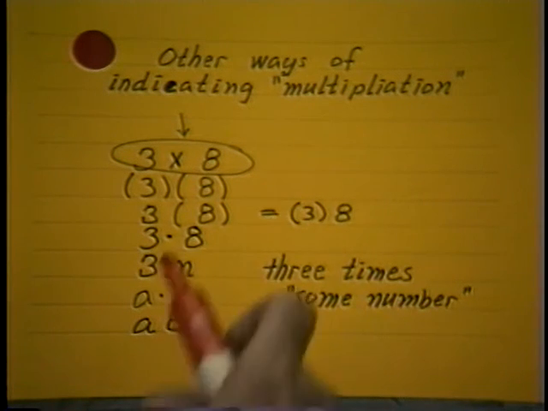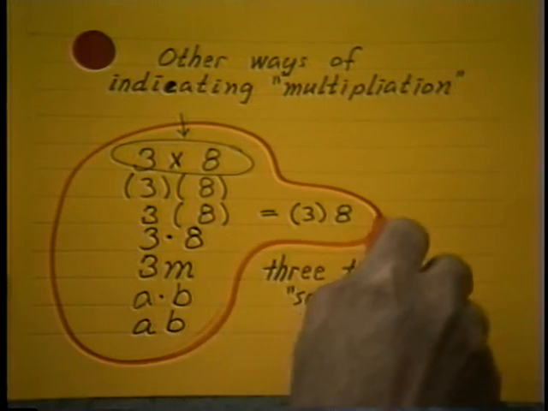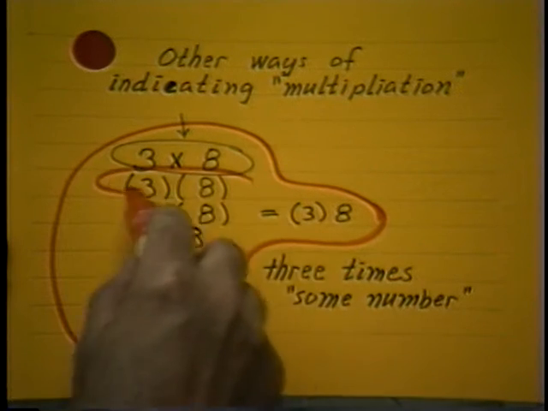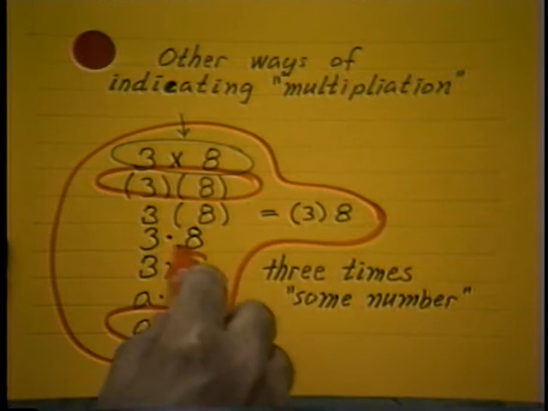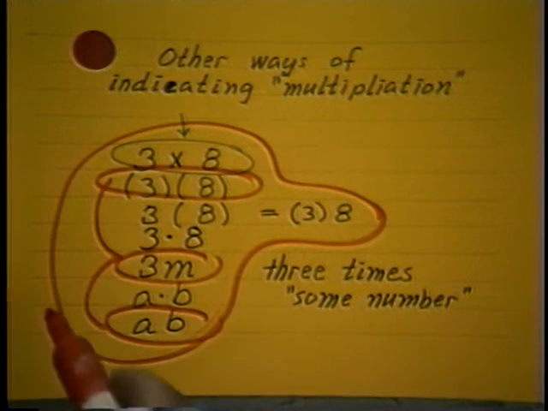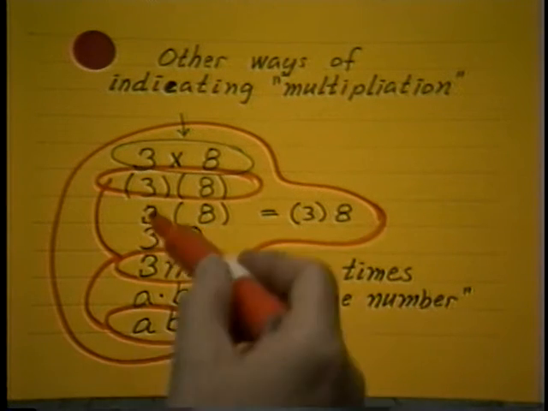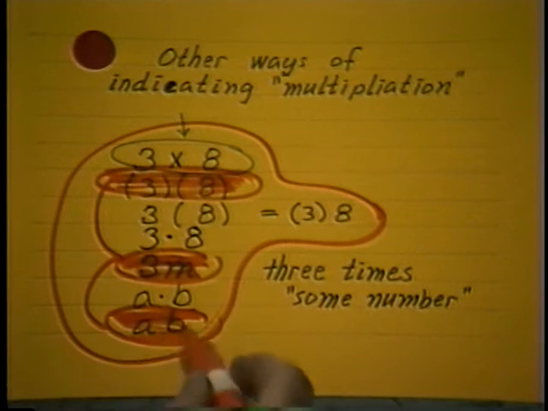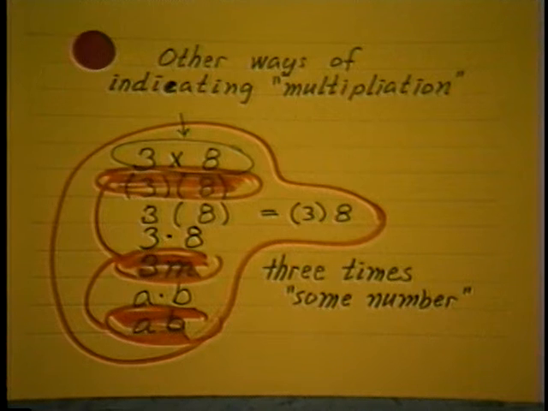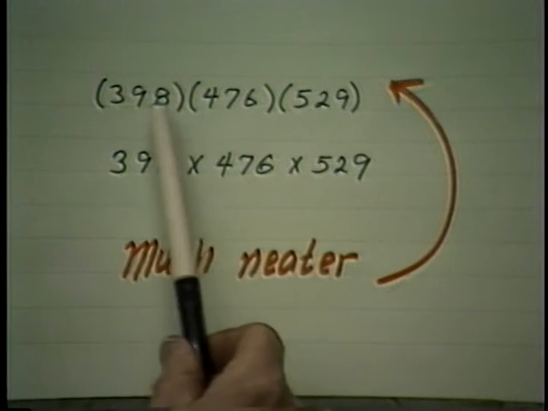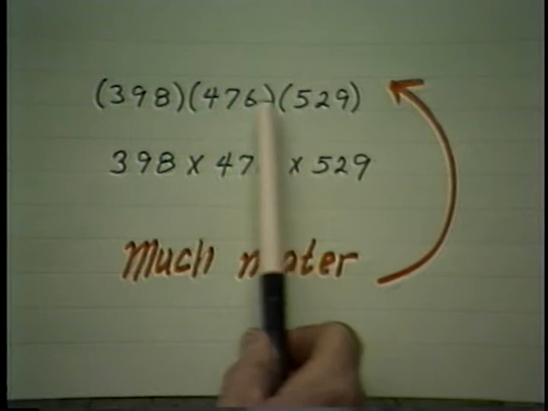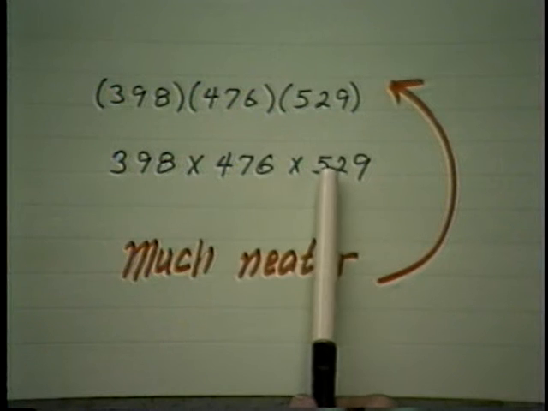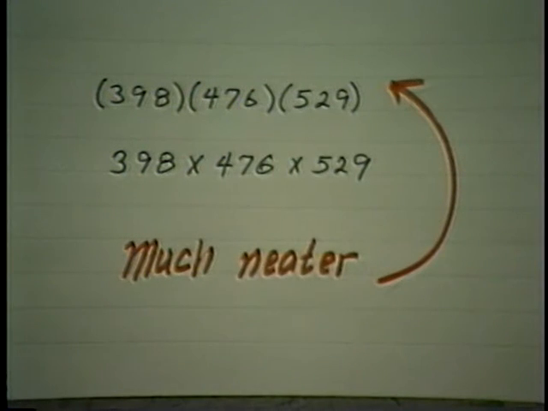So as you can see, there are many ways of showing multiplications. As you move on, these two right here, or three really, will be the most common ones. So do become very familiar with those. As you can see, the use of the parentheses shoved against each other is much neater than this approach right here. So more and more we're going to replace this by this in our notation.